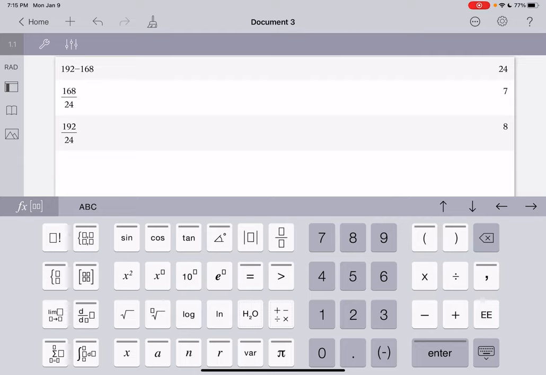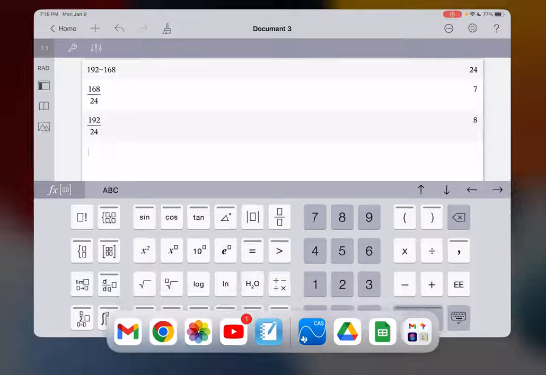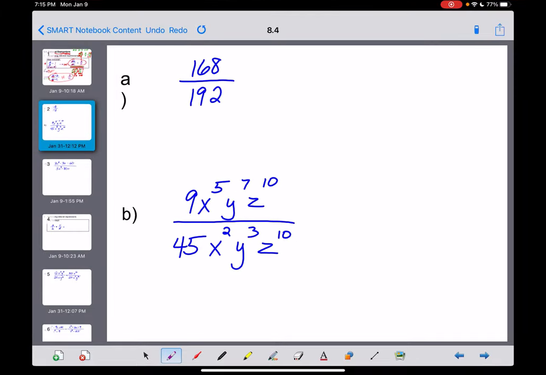Now that trick I just showed you won't always work, but 24 is the largest possible number that could work out. So then if that didn't work, you might want to try something like half of that number, which in this case would have been 12, or some other factor of it. So as it is right now, it looks like 24 goes into both of those.